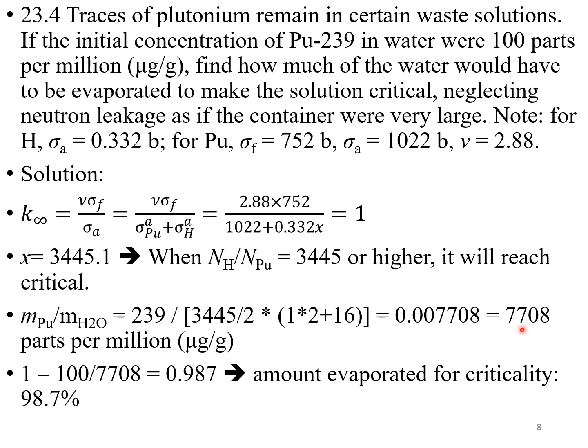It means that we need to increase the plutonium from 100 ppm to 7708 ppm. Then the amount of water evaporated will be calculated by this value. So 100 over 7708, that is the ppm ratio. Then we use 1 minus this value, and that is the fraction of water you have to evaporate. So that is 98.7%. Most of the water has to be evaporated to make this critical.